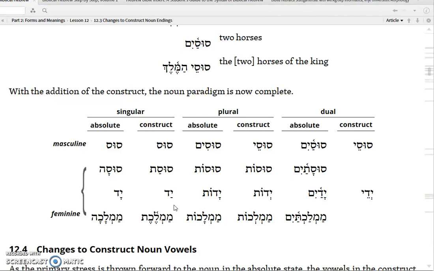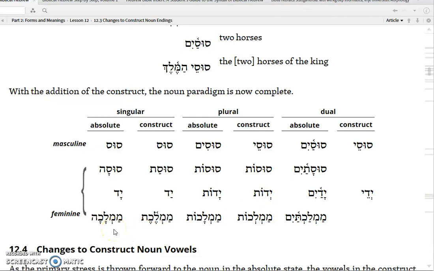So it becomes yod. And then the plural, hands, is yadot, and the propretonic kamatz will reduce to shavah. In that case, you get yadot with a shavah under the yod. And then yadayim, a pair of hands, becomes yadei. In this case, the construct of the dual is different than the construct of the plural, because the plural happens to have a feminine-looking ending. It actually is a feminine noun.